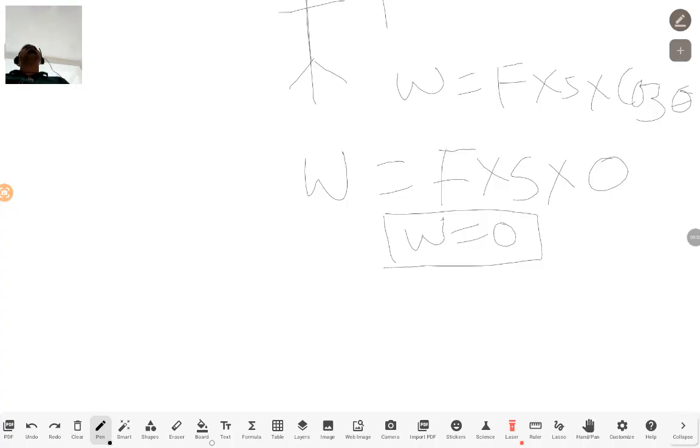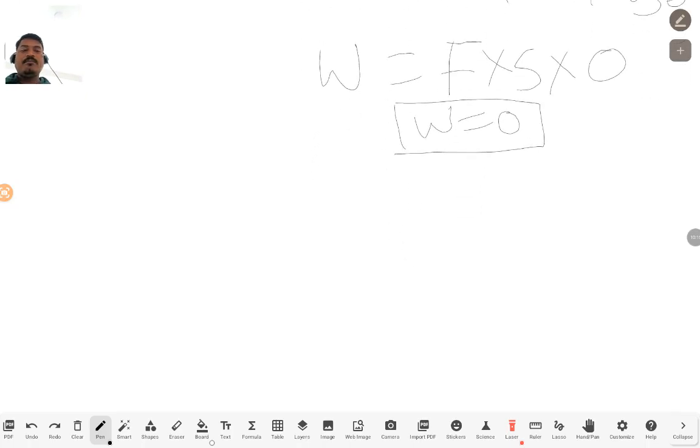You are carrying a suitcase in your hand, your angle will be 90 degree. Is it clear? Because you're carrying the suitcase at 90-degree angle. Clear now? And value of cos 90 degree is 0. I think it is clear.